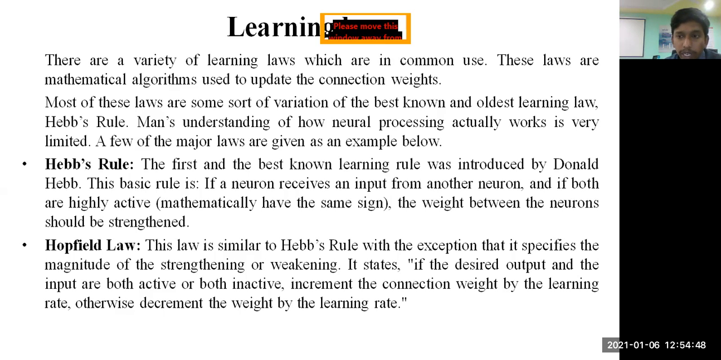According to Hebb's rule, if a neuron receives an input from another neuron, and if both are highly active, that is, mathematically have the same sign, either positive or negative, the weight between the neurons should be strengthened. That is the basic rule of Hebb's concept. So this is a very important concept.